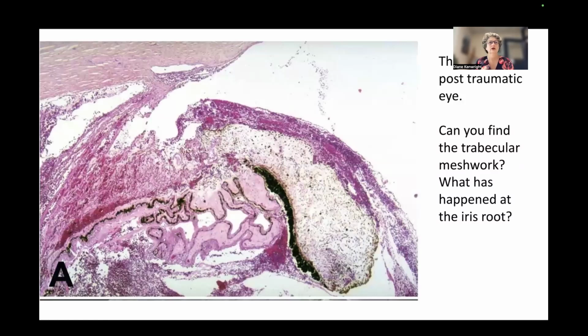All right, so this is a post-traumatic eye. Lots of things happen in post-traumatic eyes. Let's have a little look at what's happening here. So we've got the trabecular meshwork here. We've got the iris here, and the iris root has torn away from the back of the sclera here.